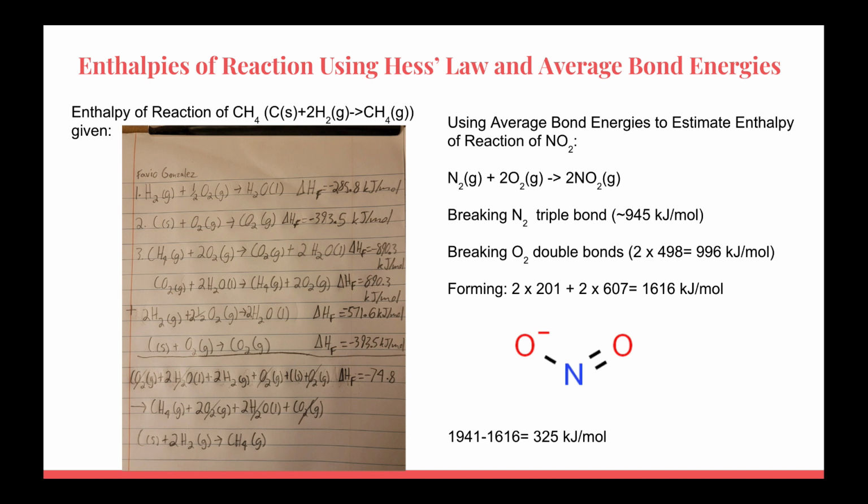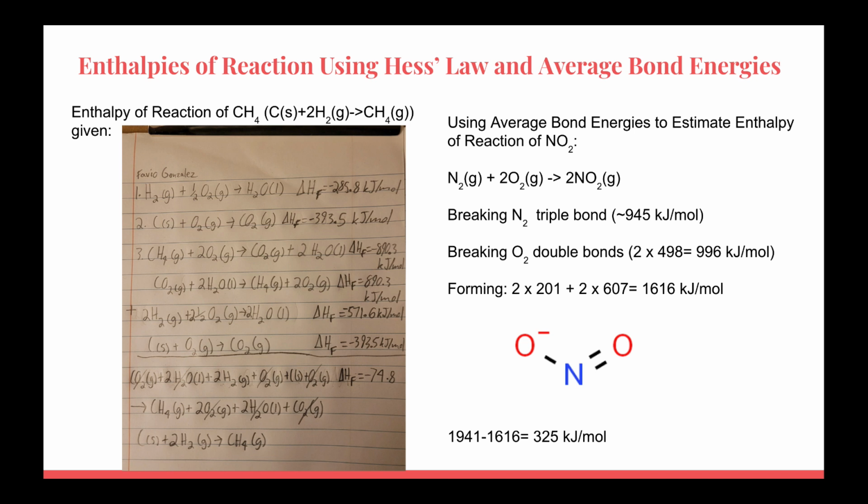Another way of finding, or at least estimating, enthalpies of reaction is by using average bond energies. So let's go ahead and do this using an example. So we see we have nitrogen gas plus 2 molecules of oxygen gas gives us 2 molecules of nitrogen dioxide gas. Alright, so first we're going to have to see which bonds we're breaking and which bonds we're forming.